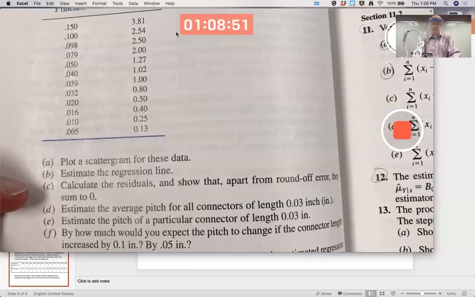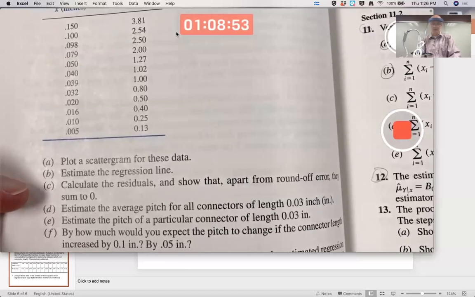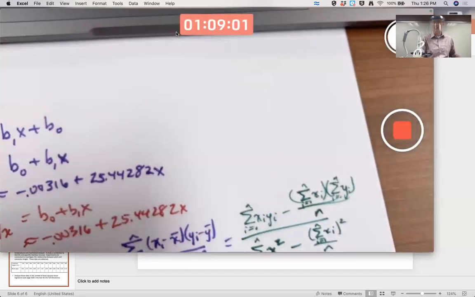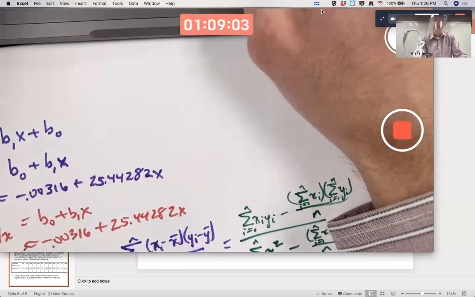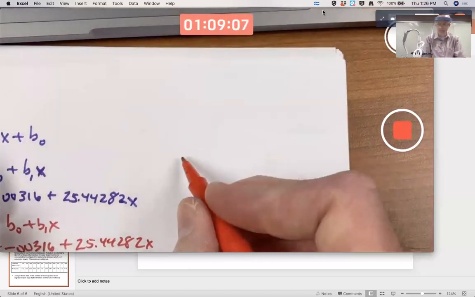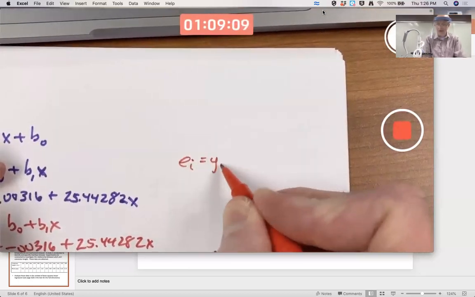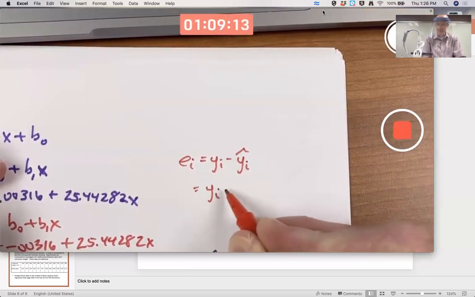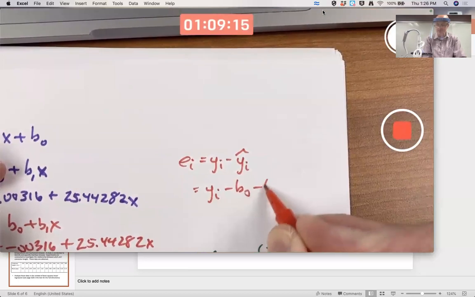Okay, maybe it will be good to do SSE quick. We've got 4 minutes. Calculate the residuals. What are the residuals? Those are the E's, which again don't represent the number e, they represent errors. E_i, you could write, is y_i minus y_i hat, which you could also write as y_i minus b0 minus b1 x_i.